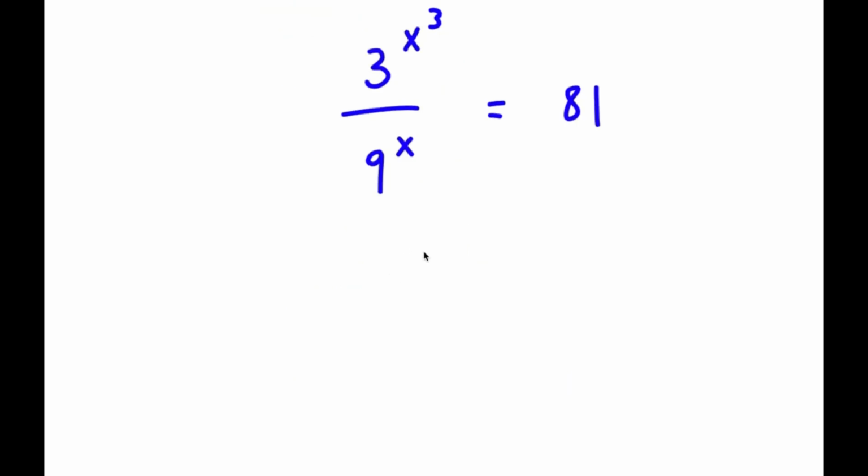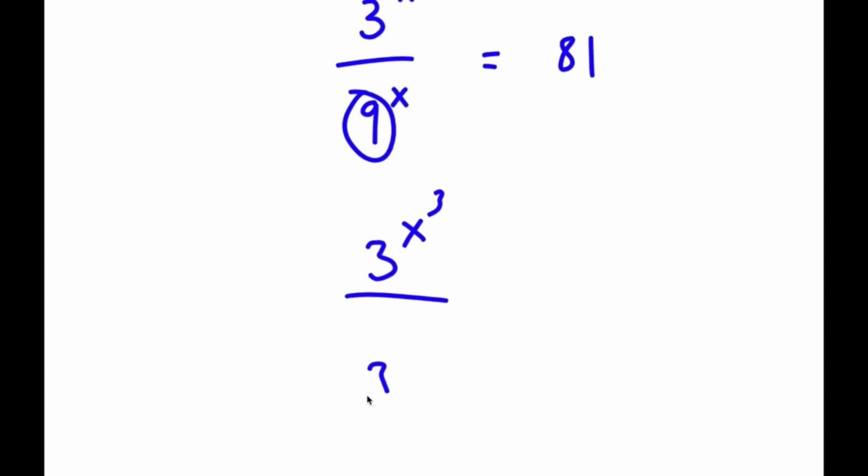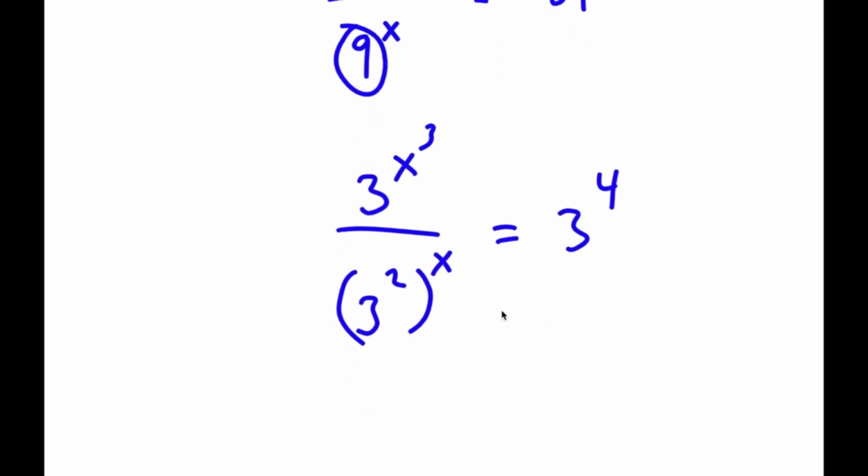Alright, so in this problem, I have 3 to the power of x to the power of 3 over 9 to the power of x is equal to 81. So the first thing is I'm going to rewrite 9 here as 3 to the power of 2. So now I have 3 to the power of x to the power of 3 over 3 to the power of 2 to the power of x is equal to 81. I'm going to rewrite 81 as 3 to the power of 4.